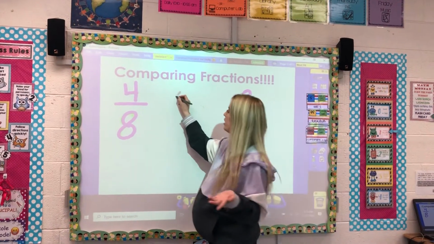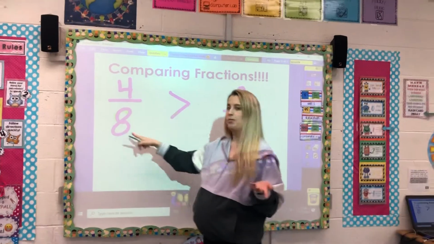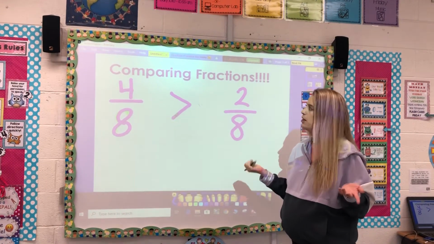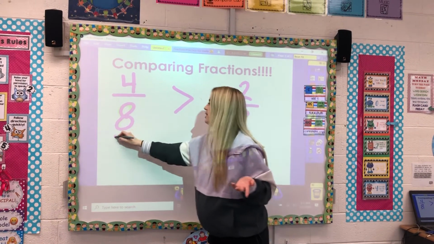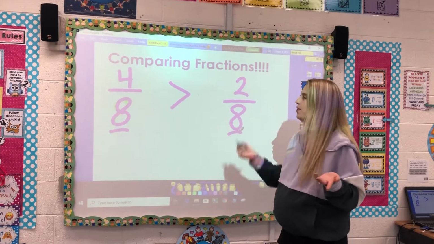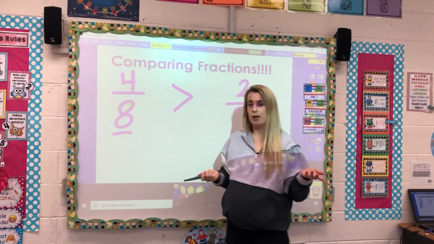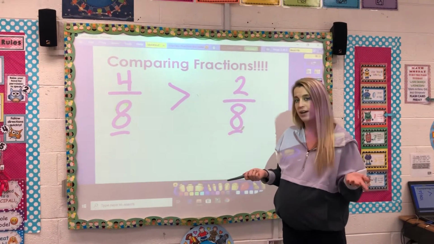If you said 4, you're correct. 4/8 would be larger than 2/8 because the number is larger. Whenever the denominator is the same, then the numerator, whichever numerator is larger, that's going to be the greater fraction.